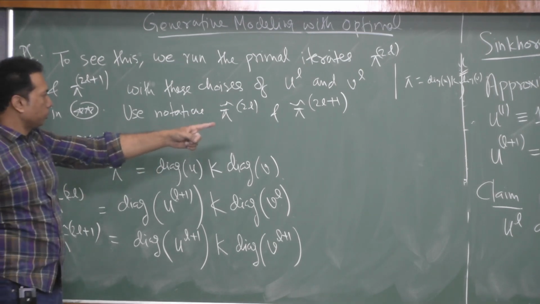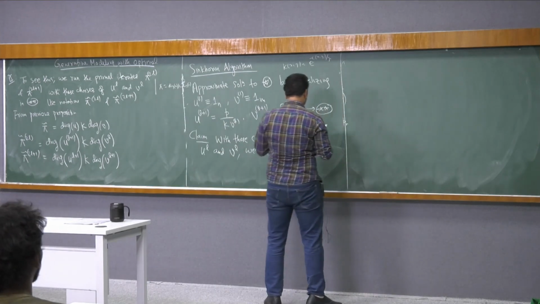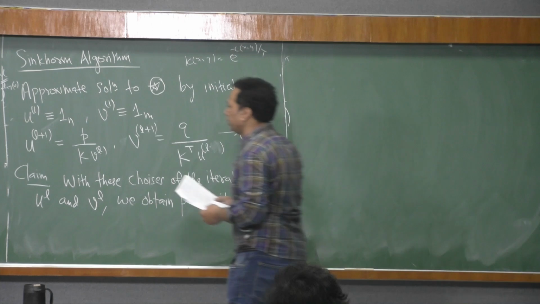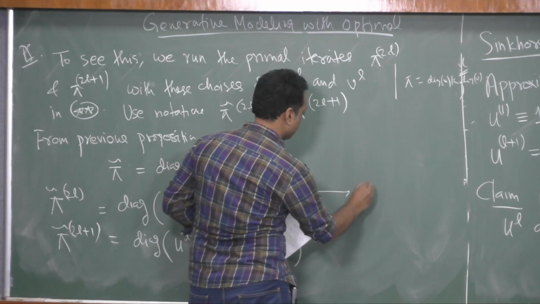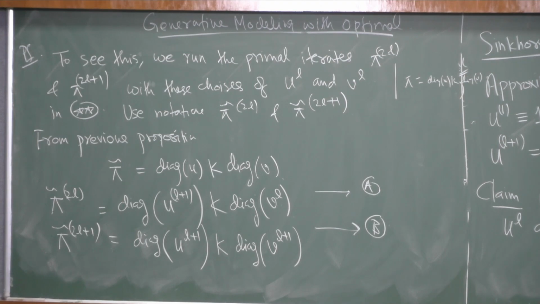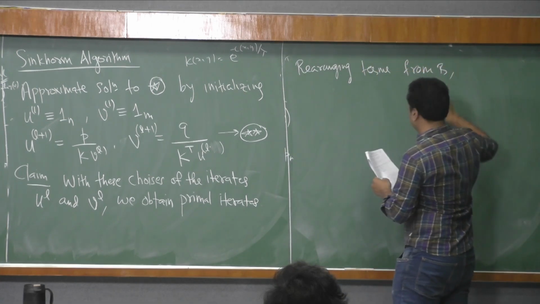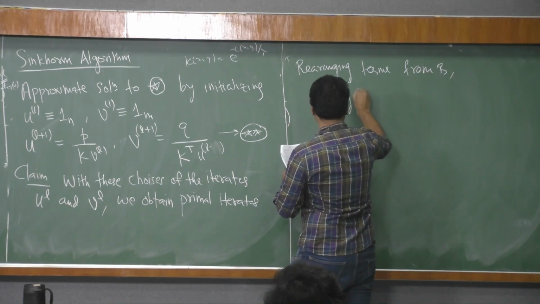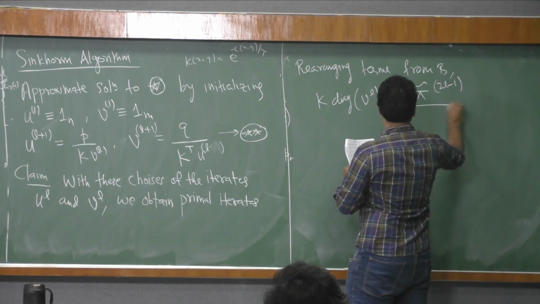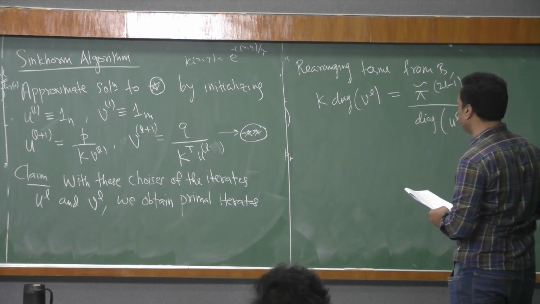So let us see. Now we are supposed to substitute this u and v and generate the primal iterate. Let us call this equation A, and this is equation B. So from B, rearranging terms, we have k diag of v_L is pi tilde_{2L-1} by diag of u_L. I guess we get it from B.